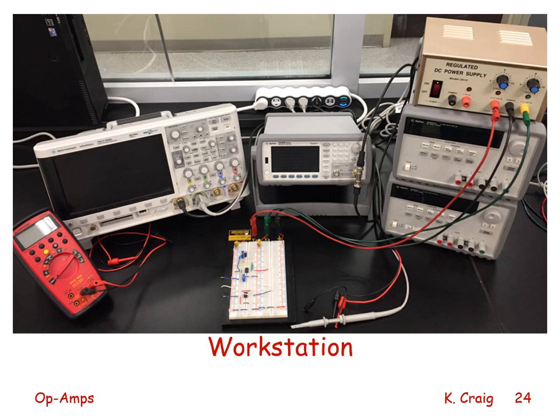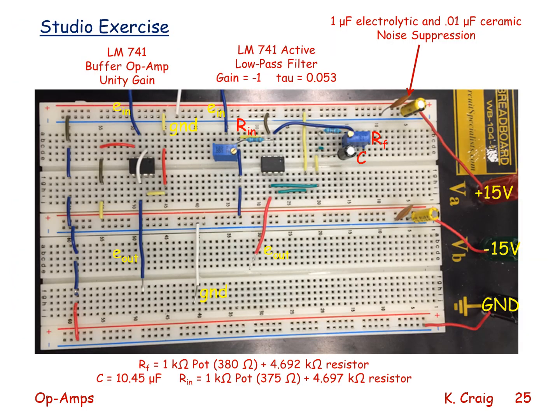Here is my workstation. You see my multimeter, my digital oscilloscope, waveform generator, and assortment of power supplies. And here is my breadboard. On the breadboard, I have built the LM741 buffer op-amp unity gain configuration just to show how it is breadboarded.